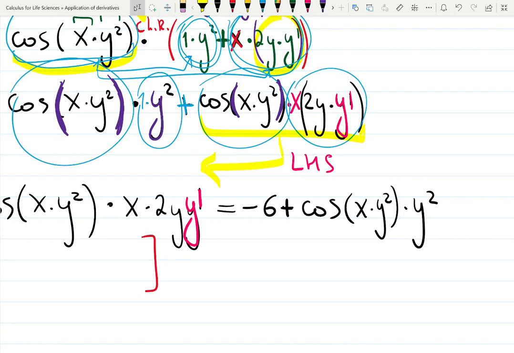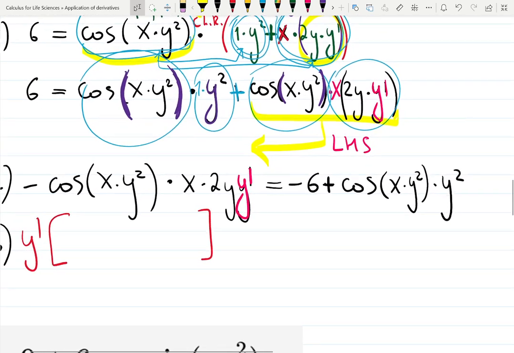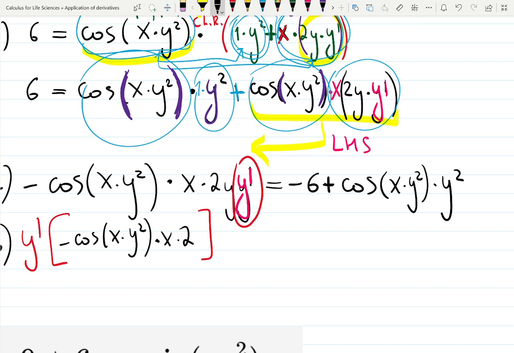There's no y prime inside of the cosine though. See? We just need this guy. So what is inside of the brackets? Minus cosine x times y squared times x times 2y. That is not even factoring, to be honest. It's already factored out. Yeah, we just take the part of it. You're right.